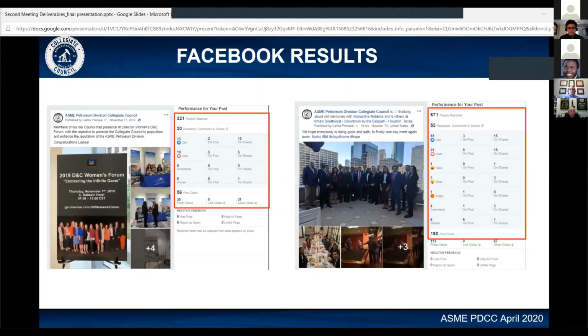These are two other examples of a good number of people reached and interactions on posts. The Women's Forum on embracing the infinite game, and the post about hope, with the pictures we took in Houston at the dinner and in the hotel, and the first activity we did when we arrived in Houston, going to play bowling. It was really fun. That publication got 671 people reached in interactions.